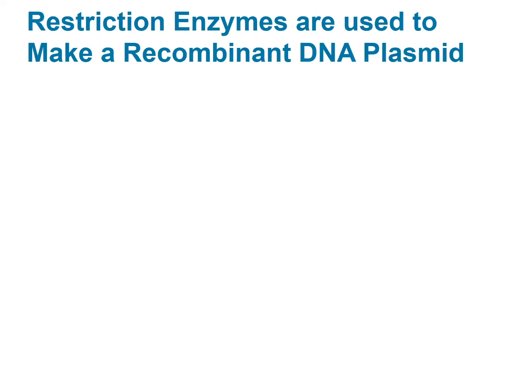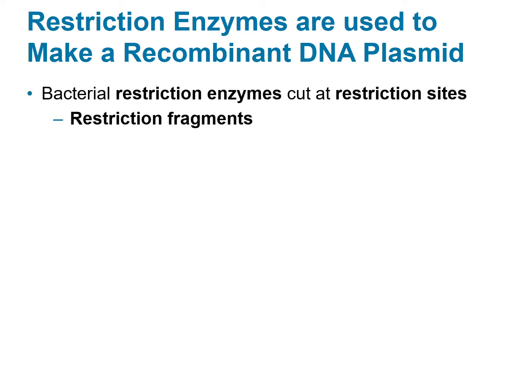So the animation described restriction enzymes and kind of told you what they do, but they're used to make recombinant DNA plasmids. So let's talk about that real quick and what a restriction enzyme is. Restriction enzymes have been discovered in bacteria, and what they do is cut at what's called restriction sites to create restriction fragments. They're restriction enzymes because they cut at specific DNA sequence sites.